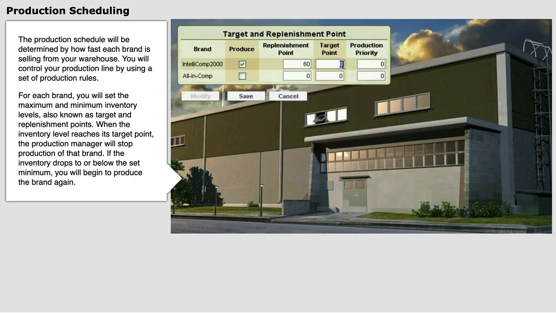You will control your production line by using a set of production rules. For each brand, you will set the maximum and minimum inventory levels, also known as target and replenishment points. When the inventory level reaches its target point, the production manager will stop production of that brand. If the inventory drops to or below the set minimum, you will begin to produce the brand again.